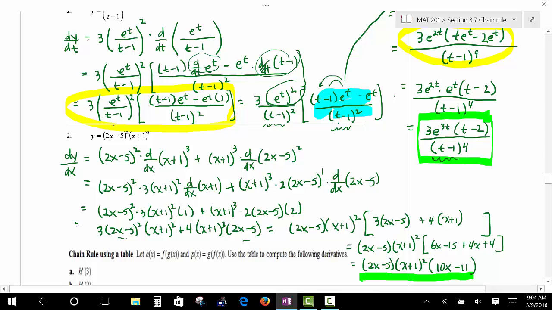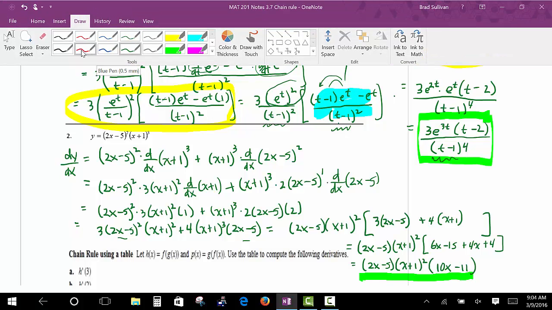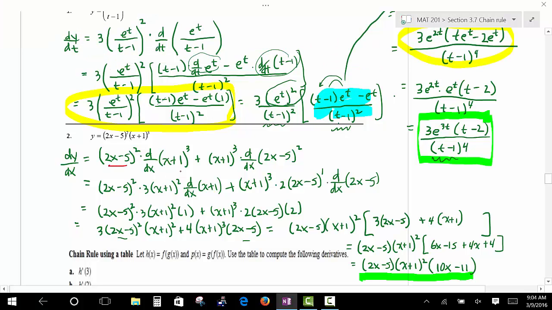Okay, on number 2, did you use the product rule? Okay, you have to start with the product rule. Okay, so you're doing the first. I'll just talk through this and you can see how far you got. First times derivative of second plus second times derivative of first. Okay, that's knowledge of the product rule.